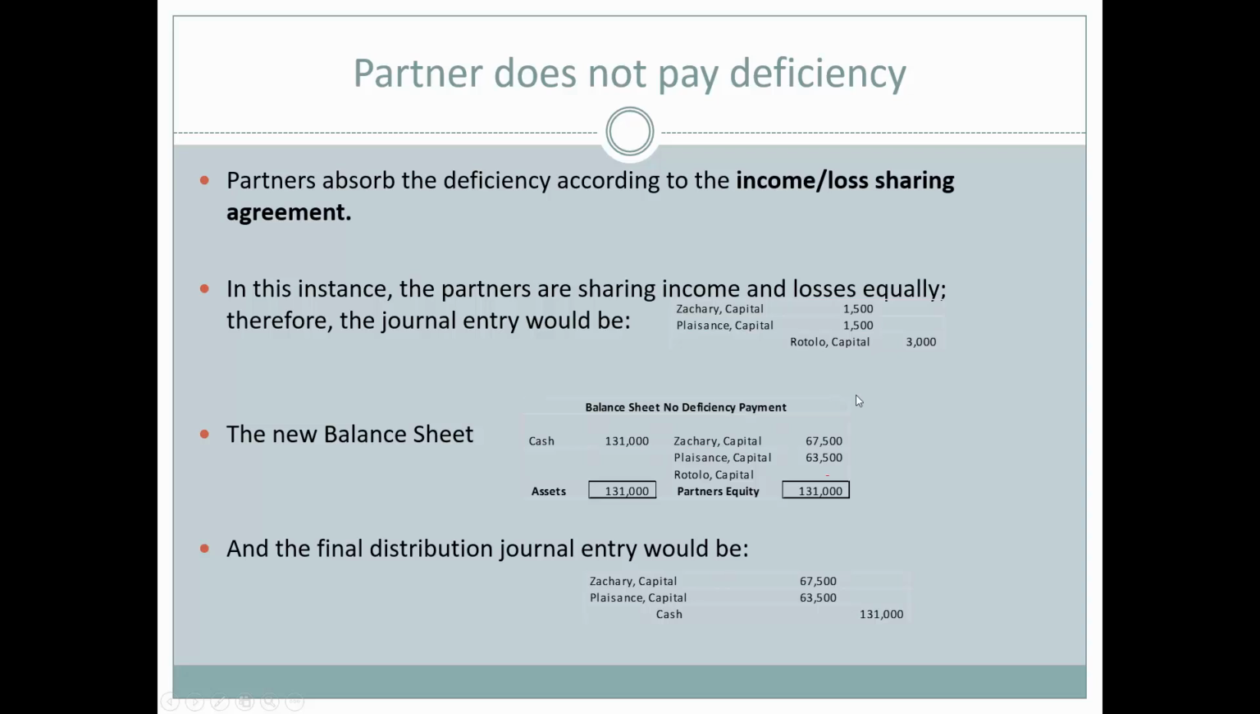So now let's look at the balance sheet, what it would look like after this. The new balance sheet would still have the same cash because Rotolo didn't infuse the partnership with the cash that he owed it. So we still have 131,000. Now Zachary's capital has gone down by 1,500, so now it's 67,500. Plaisance has gone down by 1,500, so now it's 63,500. But the two of them added together means their partner equity together is 131,000. So the distribution then will be to Zachary according to his capital balance, Plaisance according to his capital balance, and cash will be zeroed out.